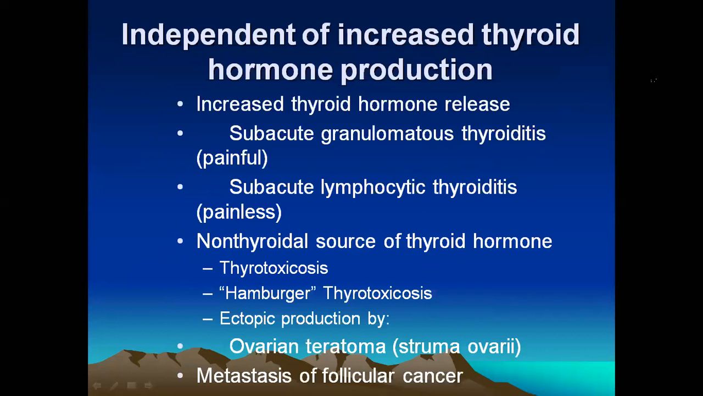Then there are other important diseases that are independent of increased hormone production. Here, the thyroid hormone is usually normal and TSH is not suppressed. What happens here is that there is an inflammation of the thyroid gland, and that may be painful or painless. There are two conditions: one is granulomatous, which is painful, and the other is subacute lymphocytic thyroiditis, which is painless.